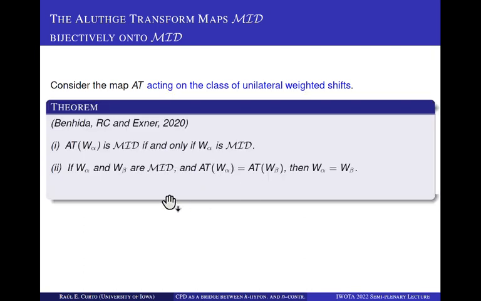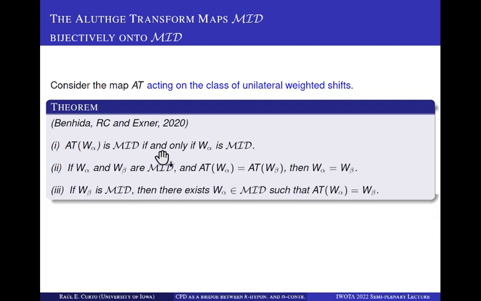So here is the result from the paper in 2020, where the Lutzke transform is MID if and only if W is MID. If W alpha and W beta are MID, and the Lutzke transforms are the same, then the shifts are the same. And if W beta is MID, then there exists a W alpha MID such that AT of W alpha is W beta. So there is a nice mapping between MID shifts provided by the Lutzke transform.